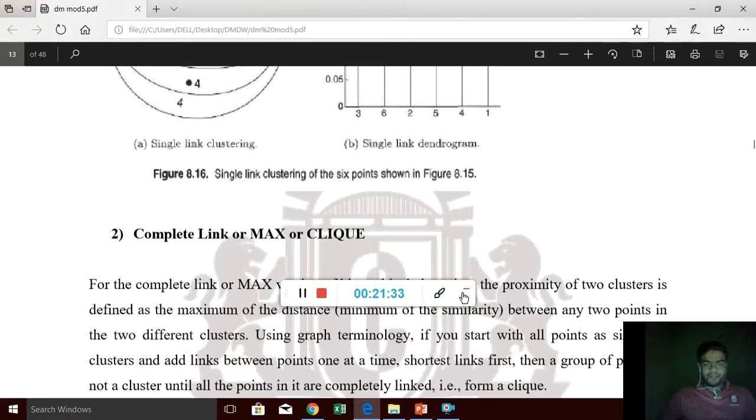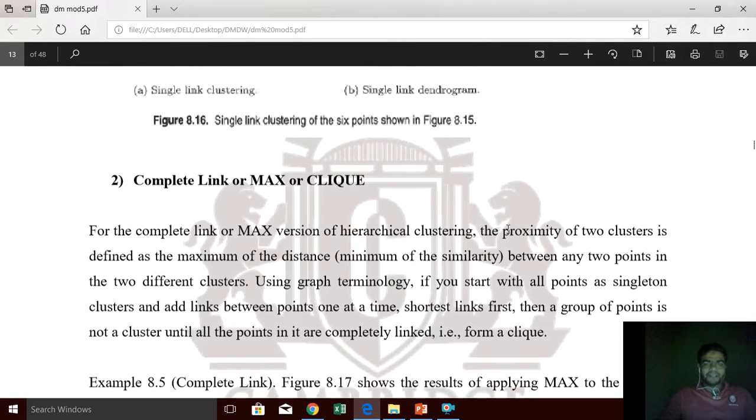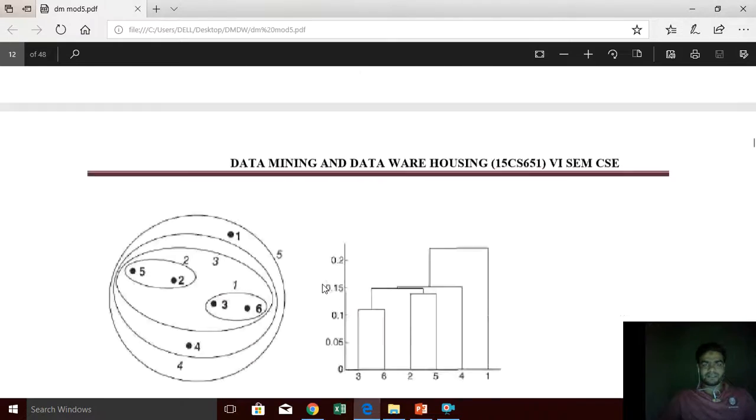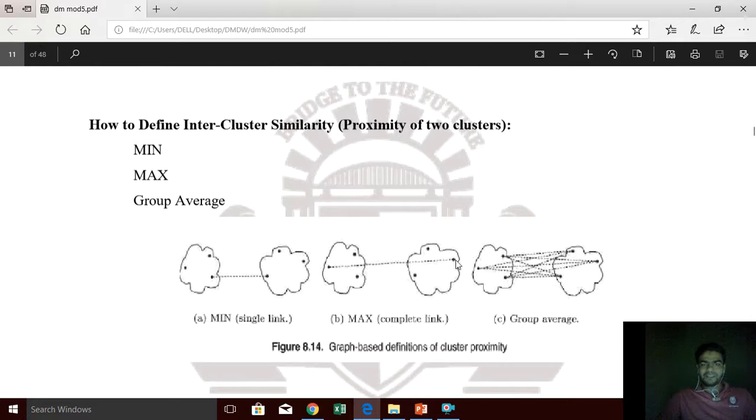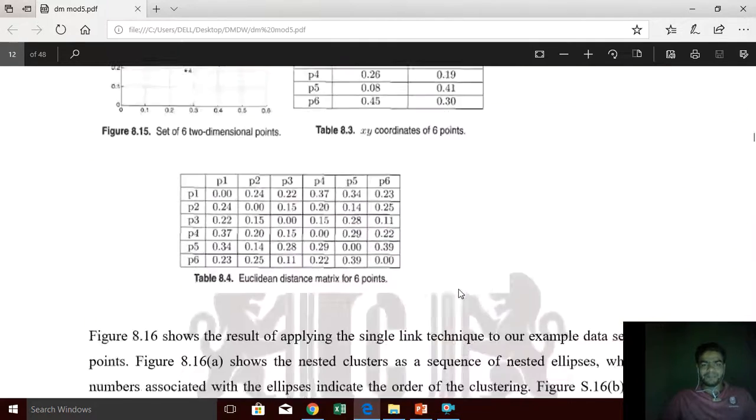Okay, next coming to the complete link, also called max or clique. For the complete link, the maximum version of hierarchical clustering, the proximity of two clusters is defined as the maximum distance or the minimum similarity between any 2 points in the two different clusters. In single link we take minimum distance and maximum similarity. Here we are taking maximum distance and minimum similarity between the 2 points.